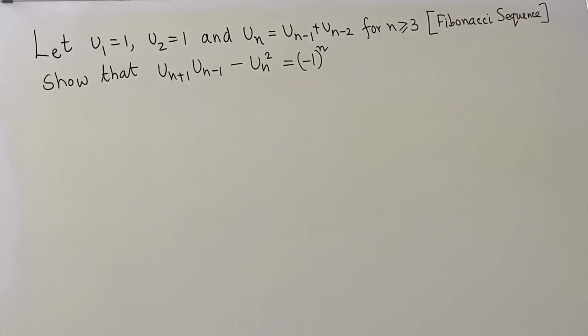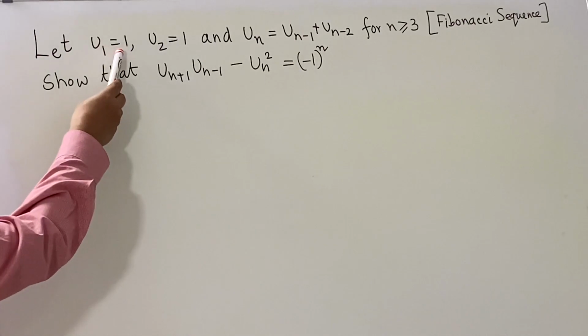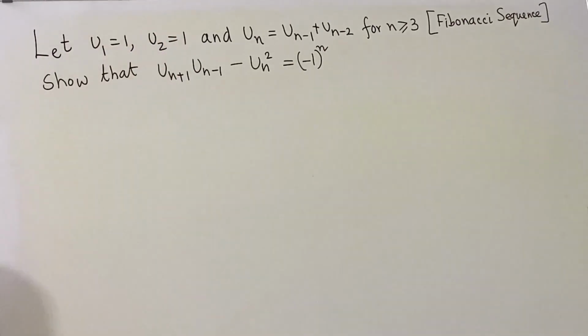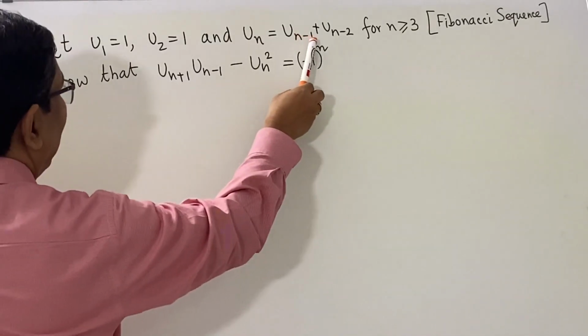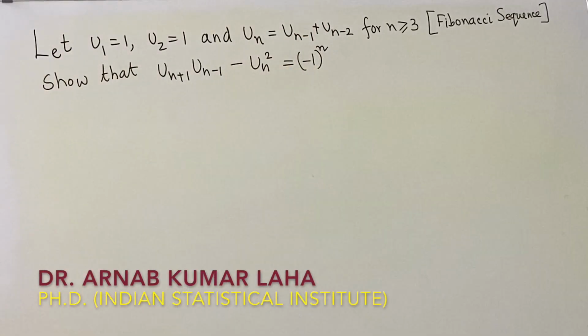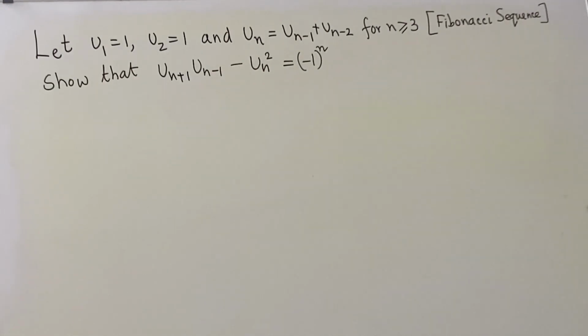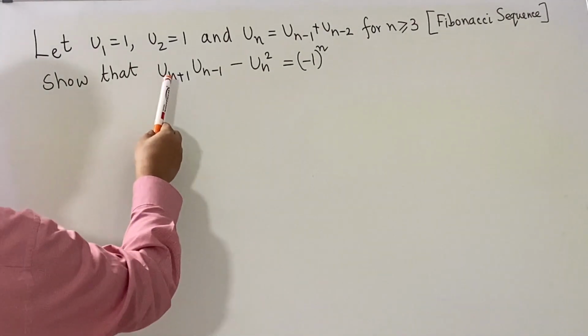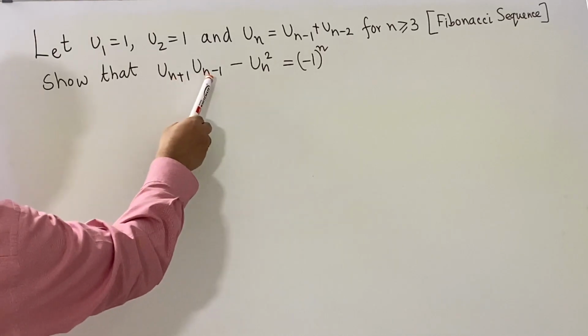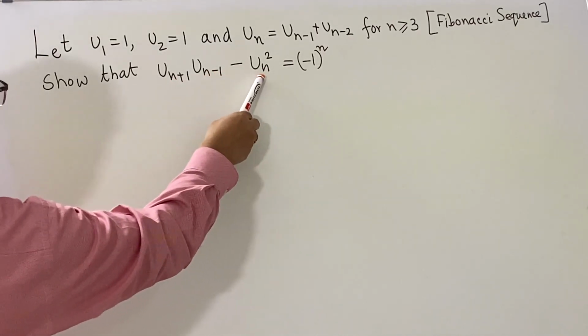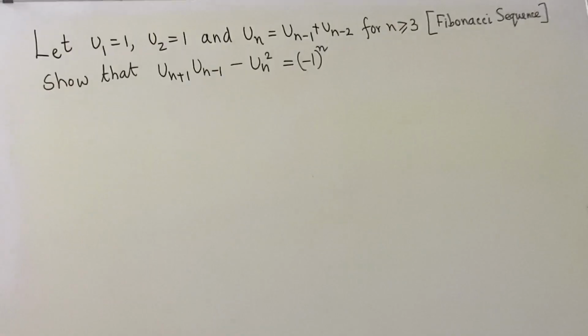Math for no reason. In this edition, we are looking at the Fibonacci sequence. The Fibonacci sequence starts with the terms 1 and 1, and subsequently u_n is the sum of u_{n-1} and u_{n-2} for all n greater than or equal to 3. We intend to show that u_{n+1} u_{n-1} minus u_n squared is equal to (-1)^n.